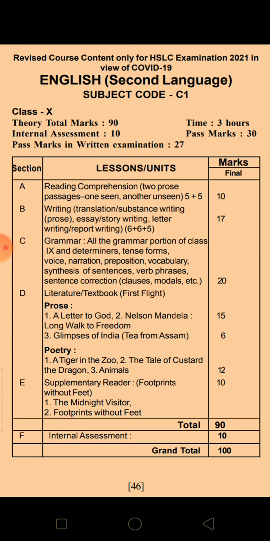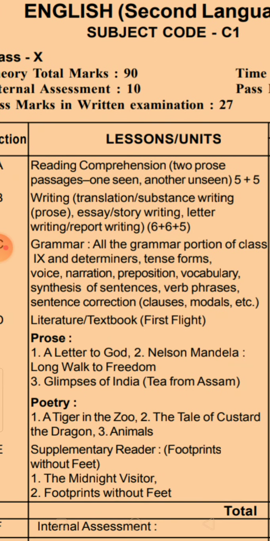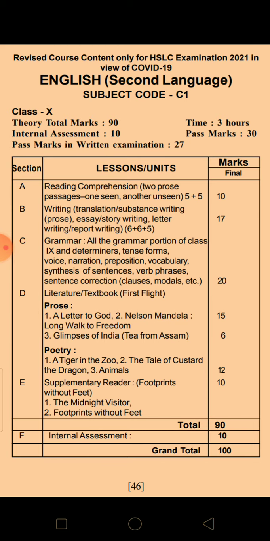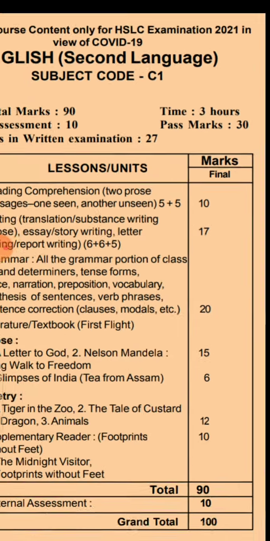Then in the writing for the Karbi Anglong board, translation will be out, but you have to write substance in the prose. Then you have to choose either an essay or a story, and there will be letter writing and report writing. So substance writing would be 6 marks, essay or short story writing would be 6 marks, and your letter writing or report writing would carry 5 marks. That's a huge mark there, which is 17 for your writing section.